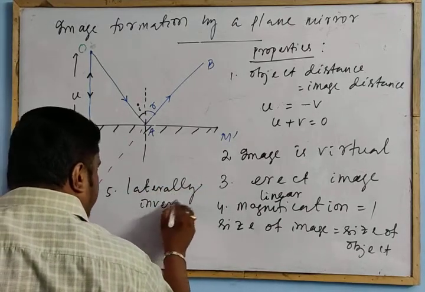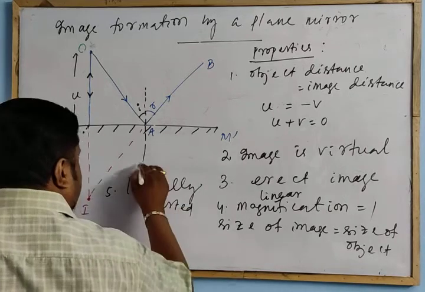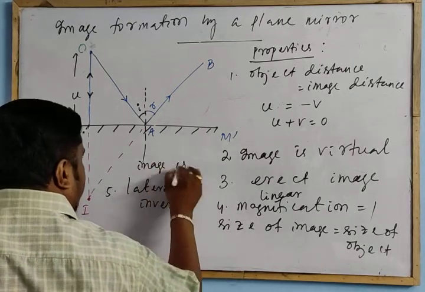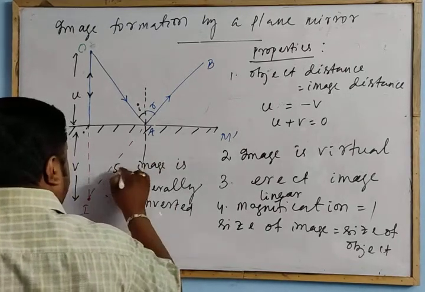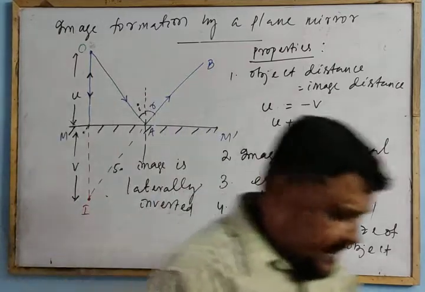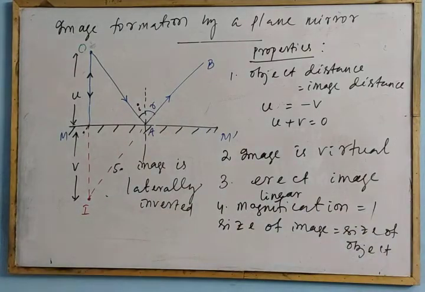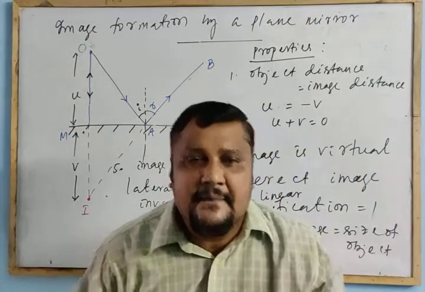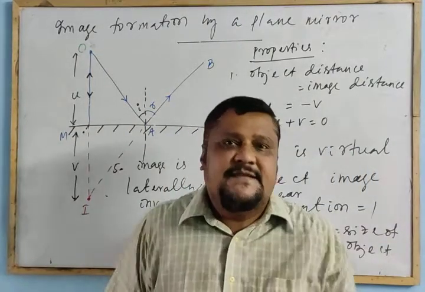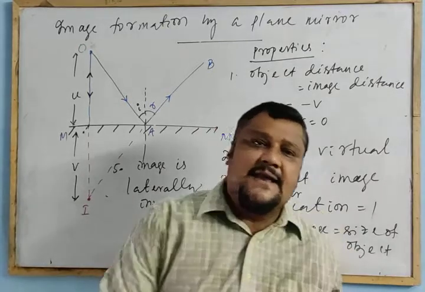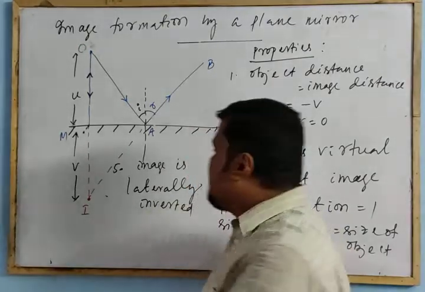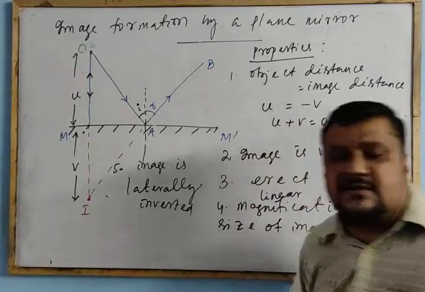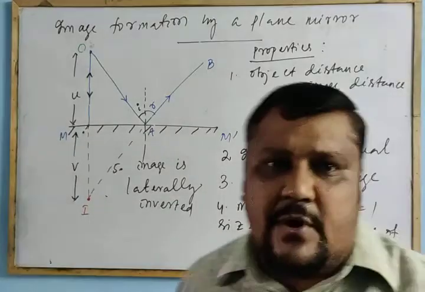Okay. Then another most important thing is that in a plane mirror, the image is laterally inverted. What do you mean by lateral inversion? Lateral inversion means when you stand in front of the mirror, you find your left side appears on the right and your right side appears on the left. That is called lateral inversion, or laterally inverted.